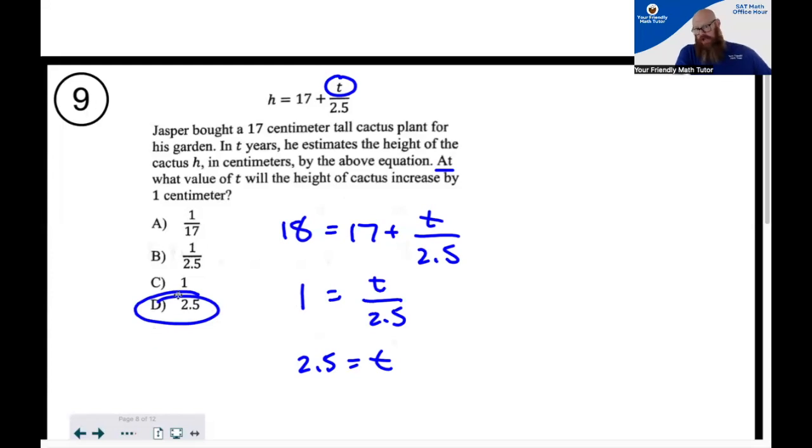Another option here is to just check your answers. Just plug them all in and see which one increases it by 1 or takes you to 18.